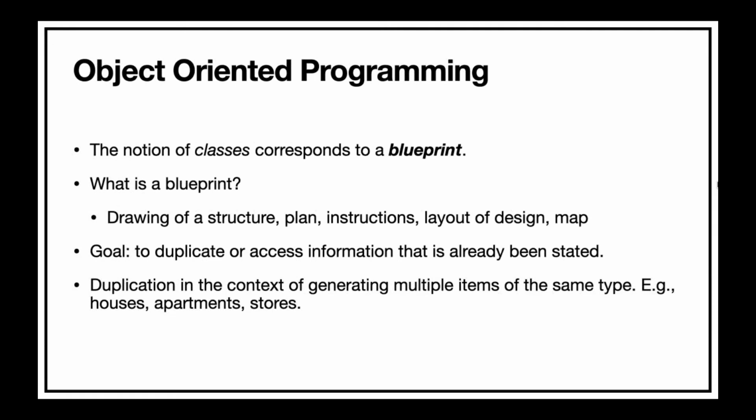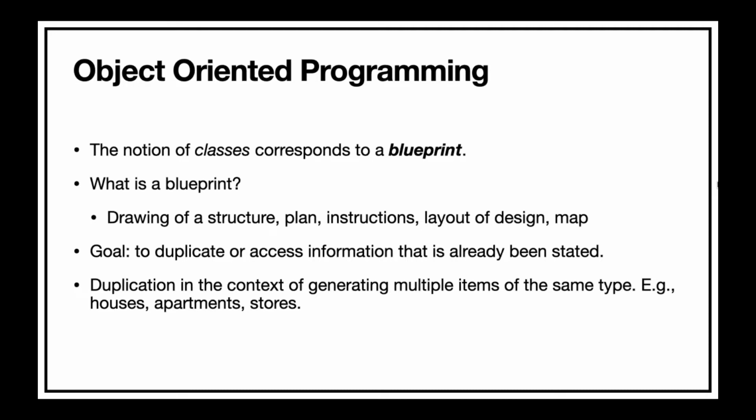Object orientation programming refers to this paradigm of programming that deals with objects. Most of the time, these classes correspond to a blueprint. A blueprint is a drawing or a structure or a layout, something that gives us instructions, characteristics, and how to develop something in the future.